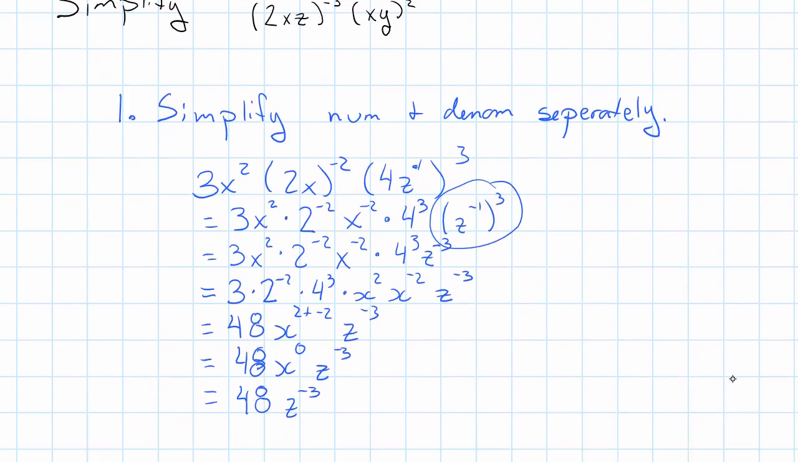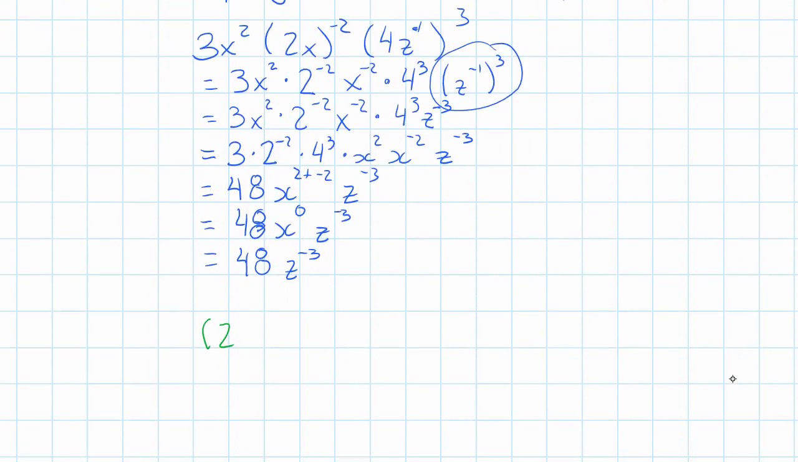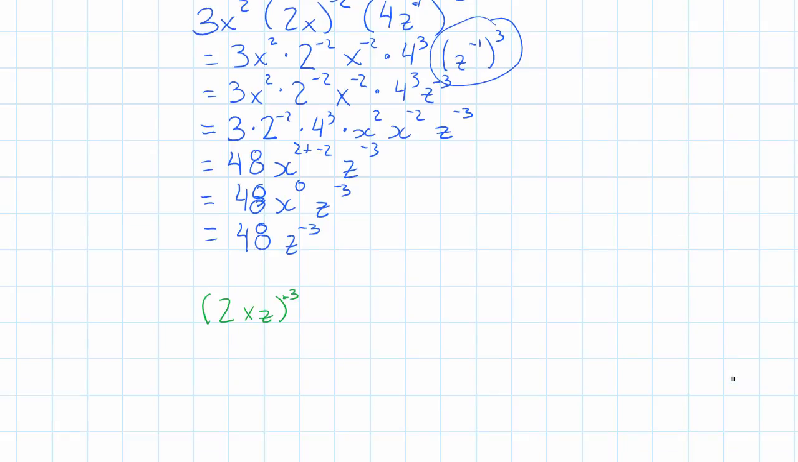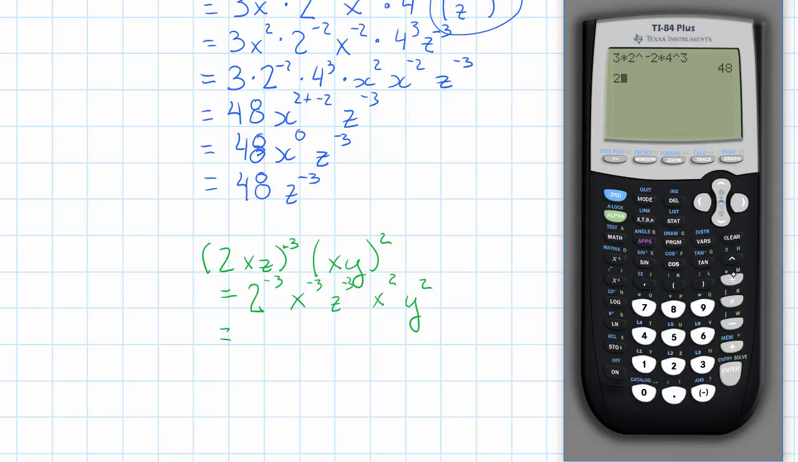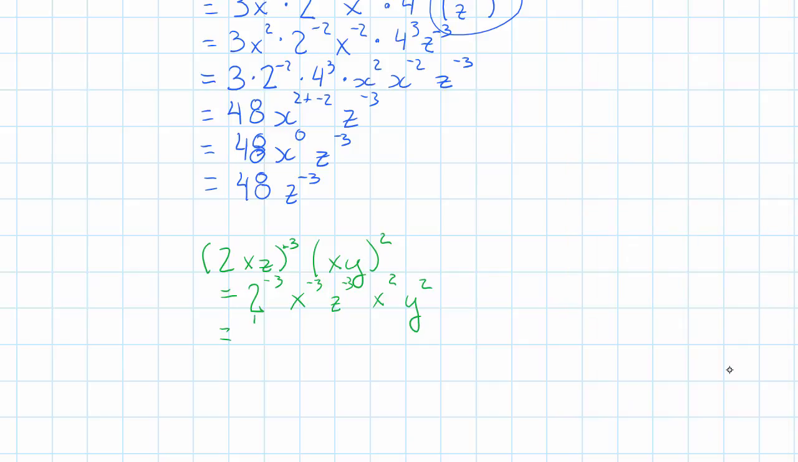Next, taking up the denominator, we have 2xz to the negative third times xy squared. Using the power of a product rule, 2 to the negative 3, x to the negative 3, z to the negative 3, x squared, y squared. 2 to the negative 3, writing that as a fraction, is 1/8.